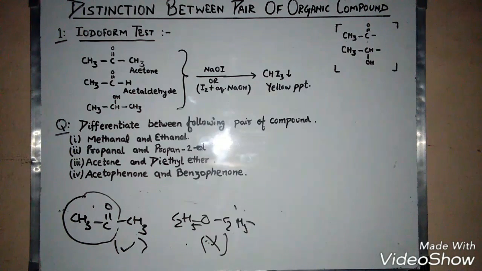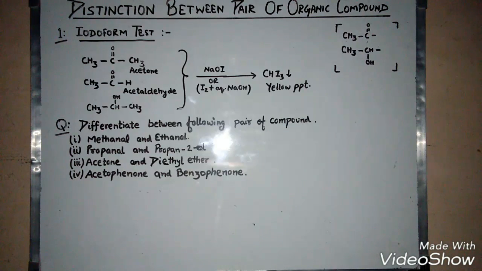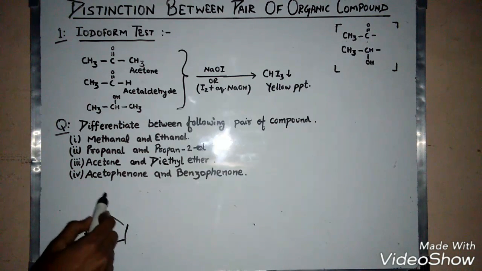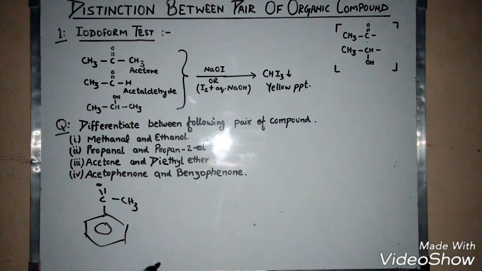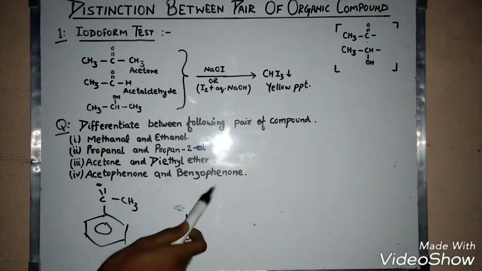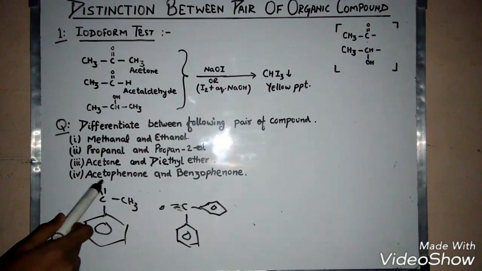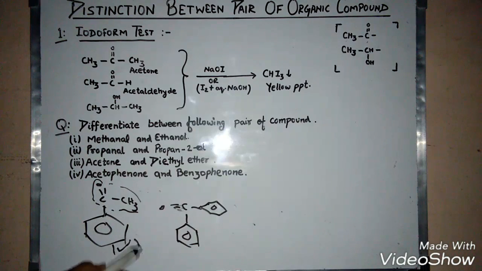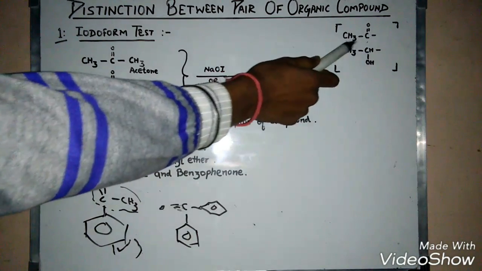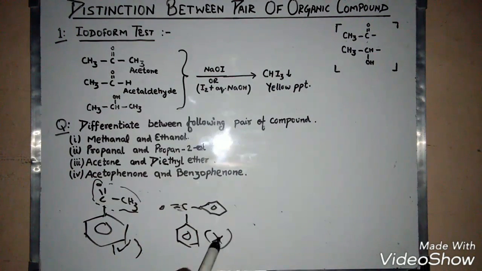Fourth question. Now see here, acetophenone. The structure of acetophenone is benzene ring COCH3, and structure of benzophenone is benzene ring CO again benzene ring. So in acetophenone, the methyl ketone group is present, therefore this will give the iodoform test. Whereas in benzophenone, there is neither methyl ketone group nor CH3CHOH group, therefore this will not give the iodoform test. So this is our first test which can be used to distinguish between a pair of organic compounds, and these are the questions. This is the complete iodoform test.